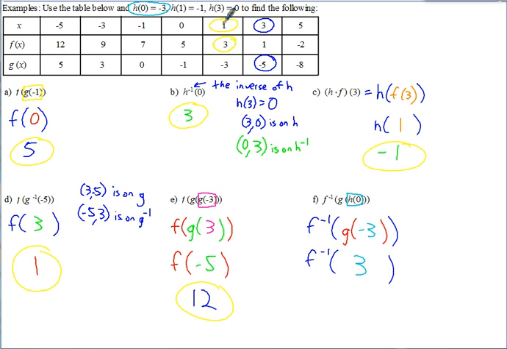So that tells us that on the original function, when x is 1, f is 3, that's a point on the original function f. So when you flip it around, for the inverse, 3, 1 must be a point on the inverse of f. So when you plug in 3 into the inverse of f, you get 1. So that's what the inverse of f of g of h of 0 equals.